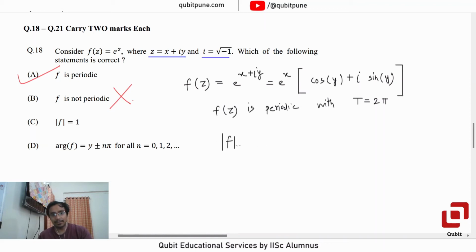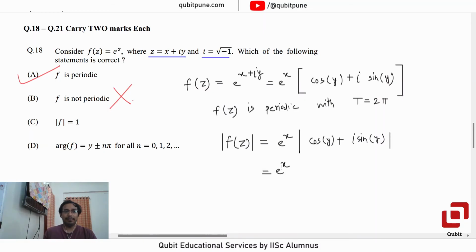Okay, look, what is mod of f of z? That's e raised to x into mod of cos y plus i sin y. We know that is unimodular, that means its mod is 1. So e raised to x is the mod of f of z, and that's not always equal to 1. So C is also not right. Not 1, in general. It is 1 sometimes. When will it be 1? When x is 0, then it will be 1. But not otherwise.